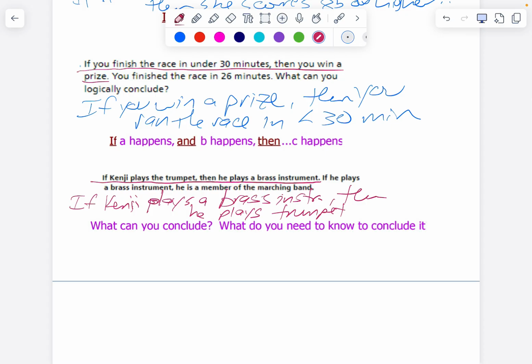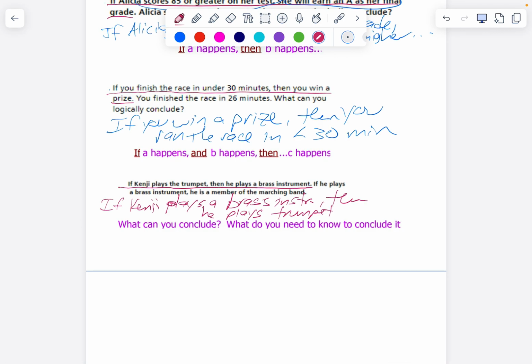And then again, the logic part of this says, we're told if Kenji plays a trumpet, then he plays a brass. If he plays a brass, he is a member of the marching band. So if we see Kenji playing the trumpet, what can we conclude based on this logic? Logically conclude based on this statement. Yeah, that he's part of the marching band. Good.